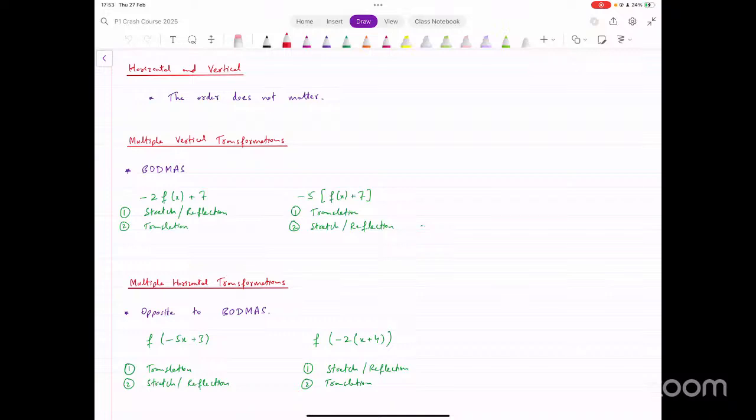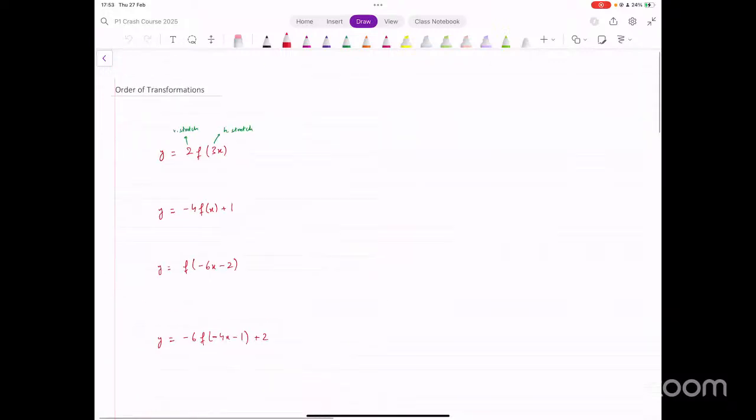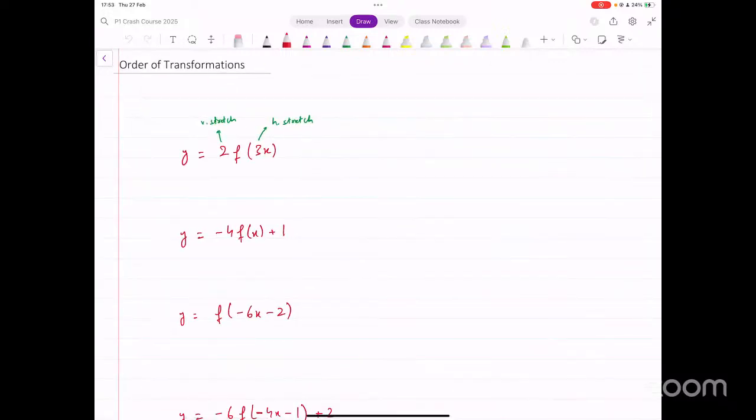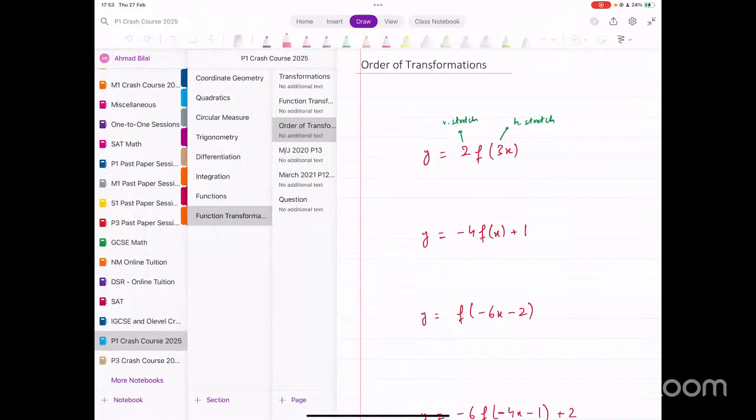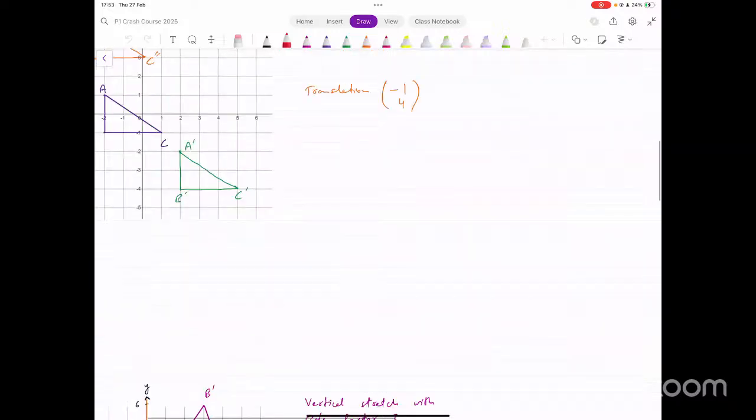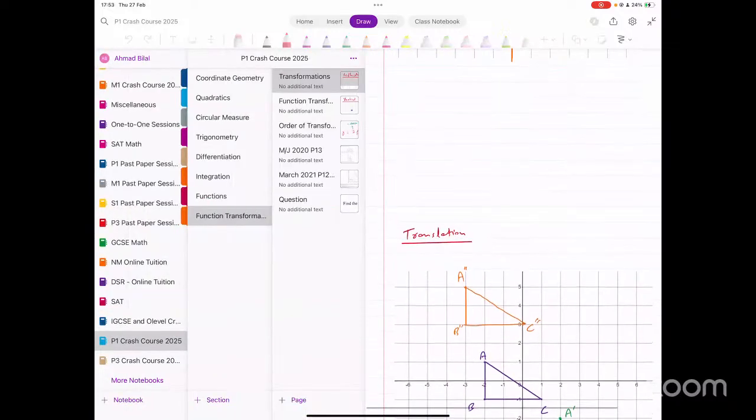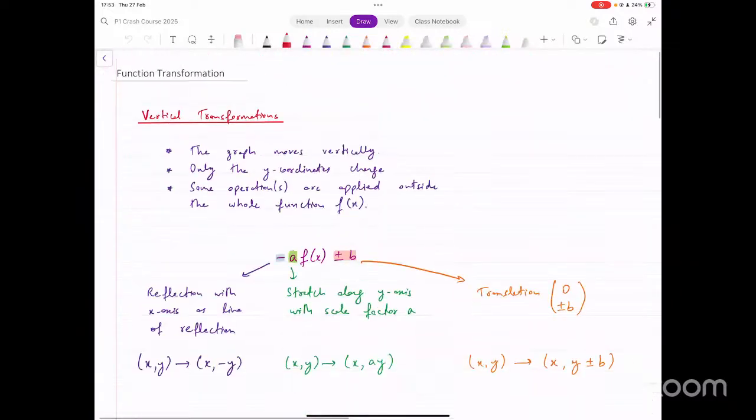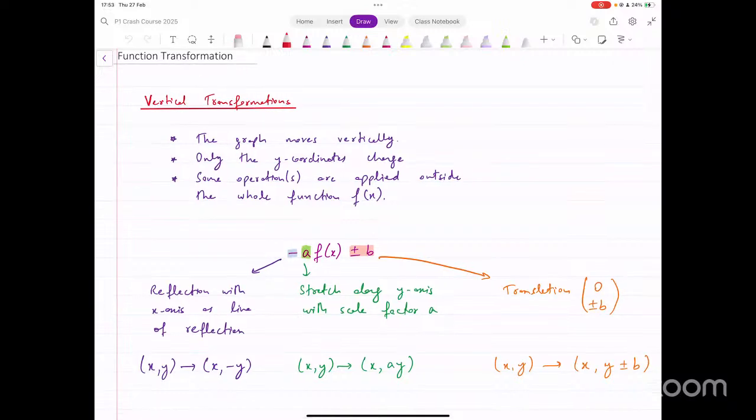So we were doing function transformations, and today we want to do some practice questions on transformations. So let's begin with this. Let me quickly remind you about the three transformations that we did. So about the six transformations, in fact, because we have three vertical, three horizontal. So there are two types of transformations: vertical or horizontal.